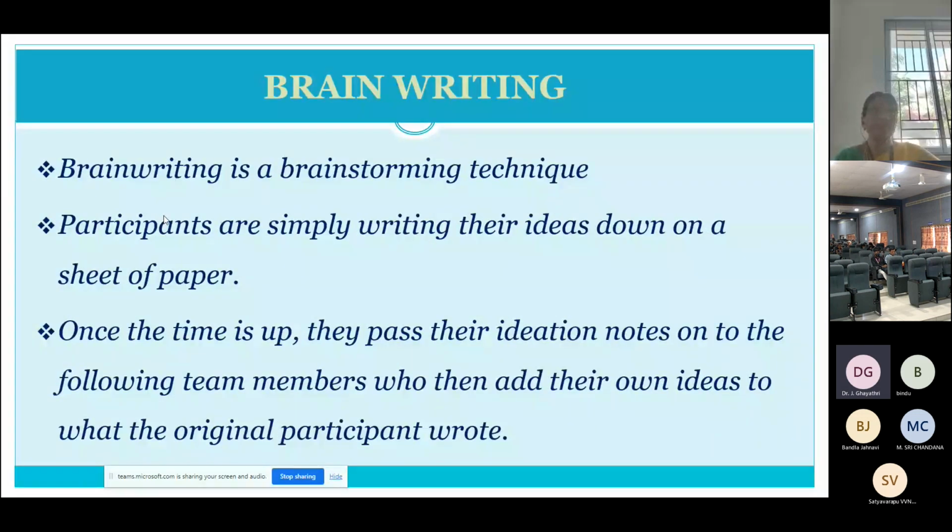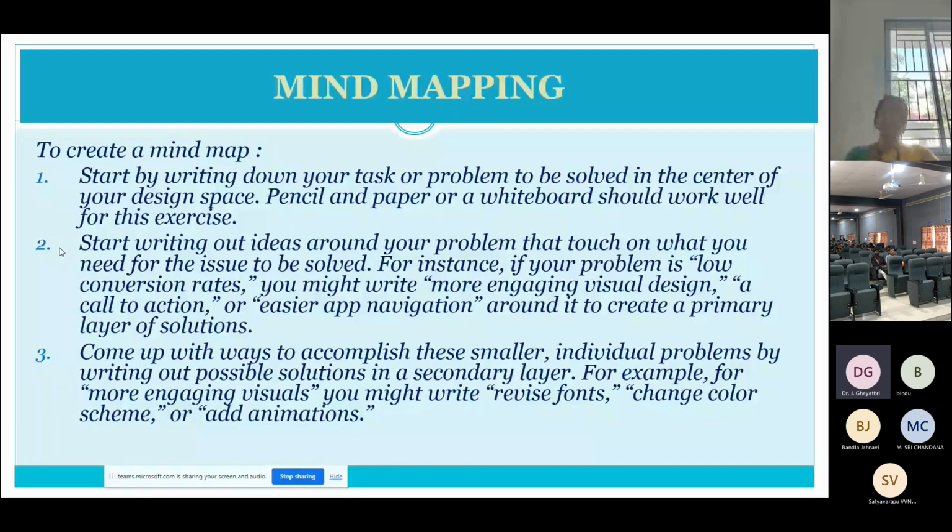Brain writing is a brainstorming technique. Here participants are simply writing their ideas down on a sheet of paper. When the time is up, they pass their ideation notes to the following team members and they add their own ideas. Then the next one is mind mapping. Here also you are writing your task or the problem in the center of your design space, and you start writing your ideas around your problem. Then you are writing all the solutions.